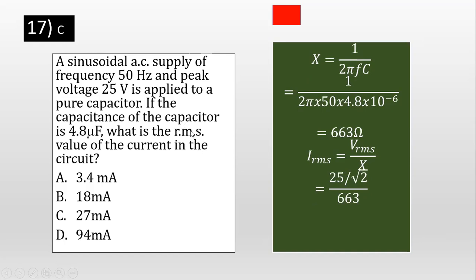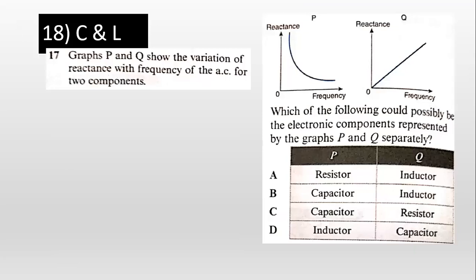You want root mean square current. So you are given peak voltage. So you have to do 25 divided by root 2 first. And then there's your X. That's your X. Answer is C. You are still very weak in all these calculations. This one, you're all right.